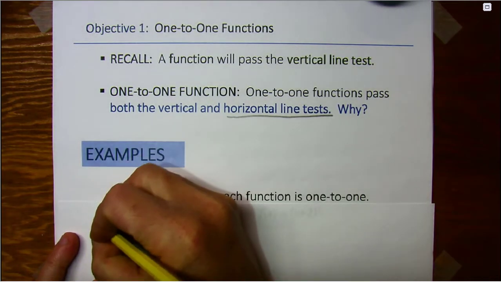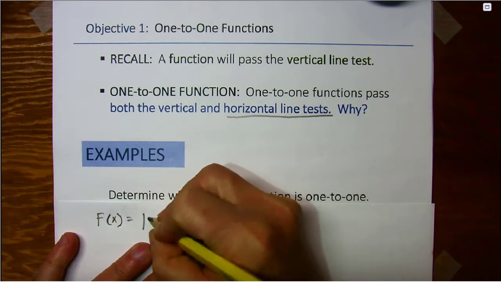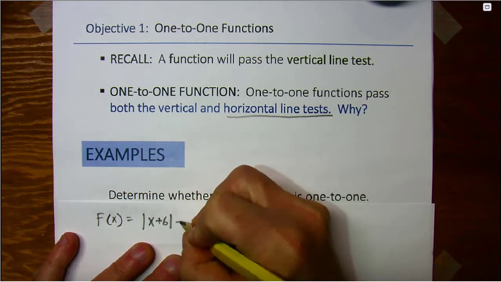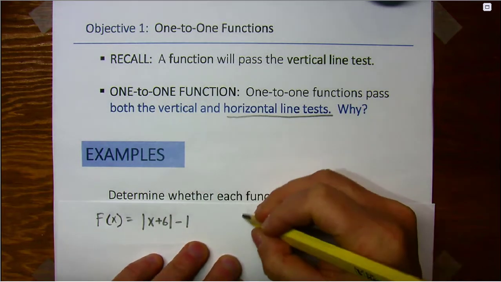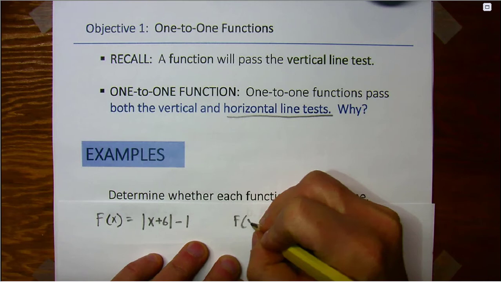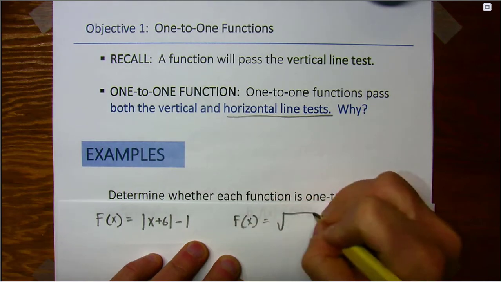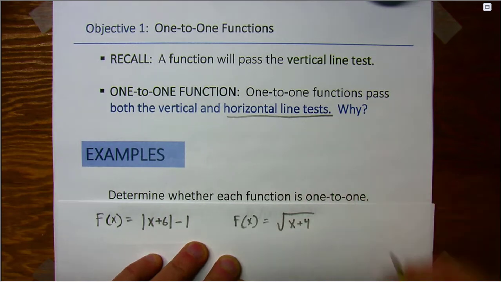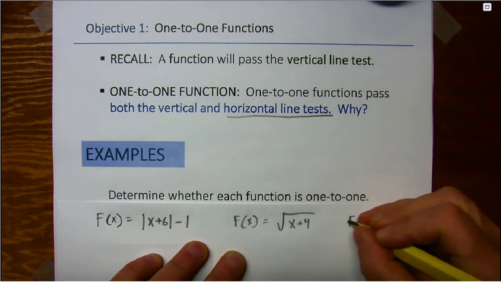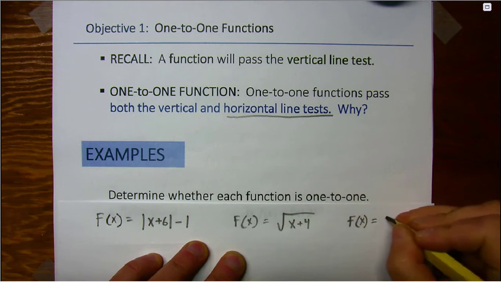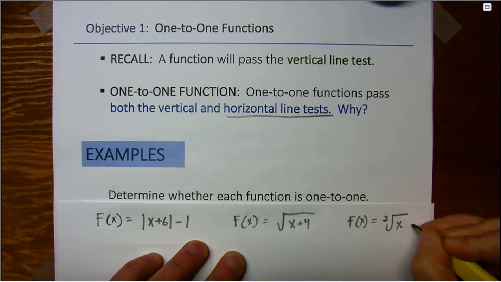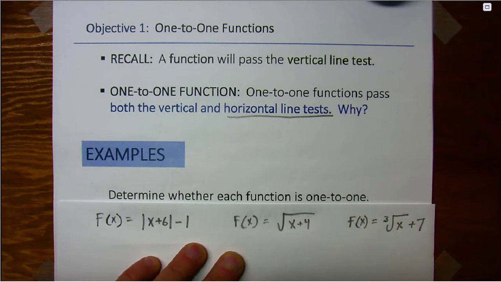So the functions I'd like you to graph are the absolute value of x plus 6 minus 1. The next one I'd like you to graph is f of x is equal to the square root of x plus 4. And the last one I'd like you to graph is f of x is equal to the cube root of x plus 7. Take a minute and graph each of those three on a graphing calculator, on the Desmos app, or at desmos.com, and tell me which of these functions are one-to-one. Pause the video and then resume when you're ready to answer those 3 questions.